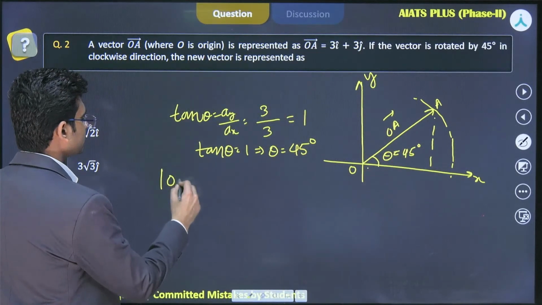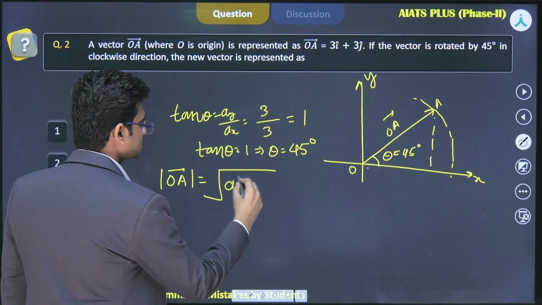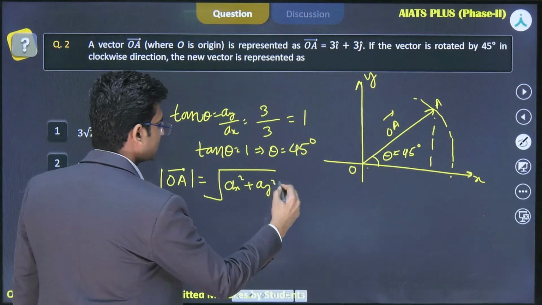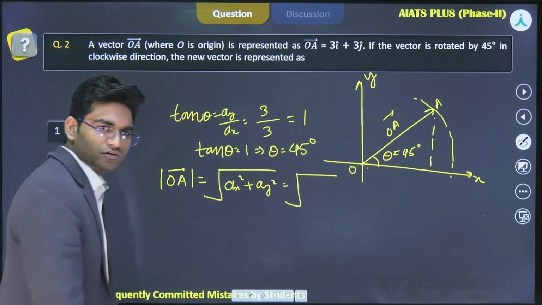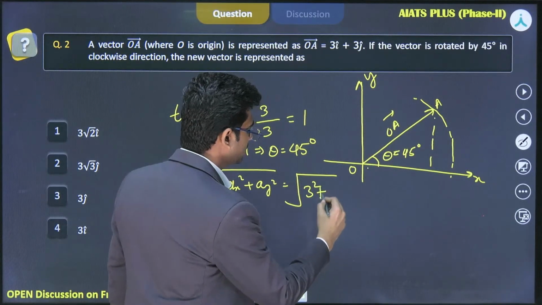What is the magnitude of this vector? Again, we know the formula, right? This will be the square root of ax square plus ay square, right? What is the value of ax? That is 3. So this will become 3 square. What is the value of ay?